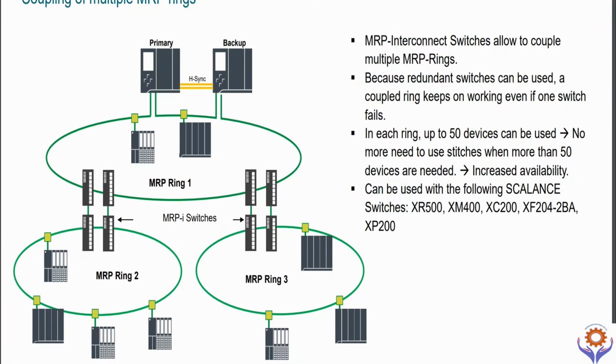If you go further, you can find some coupling of multiple MRP rings. Here if you see, the primary and standby are synchronized and the MRP is connected. There are 3 rings connected with the network.